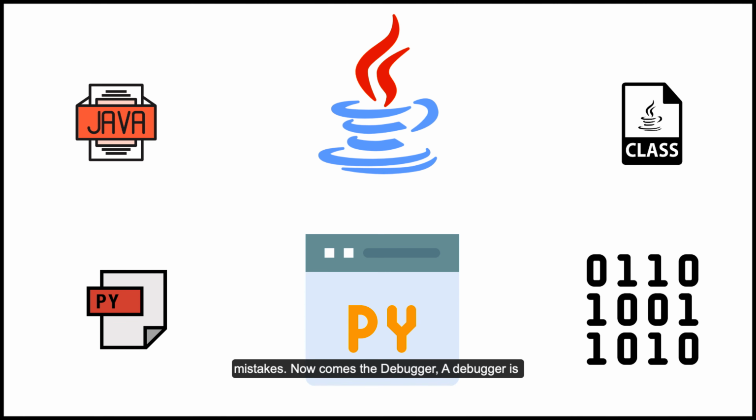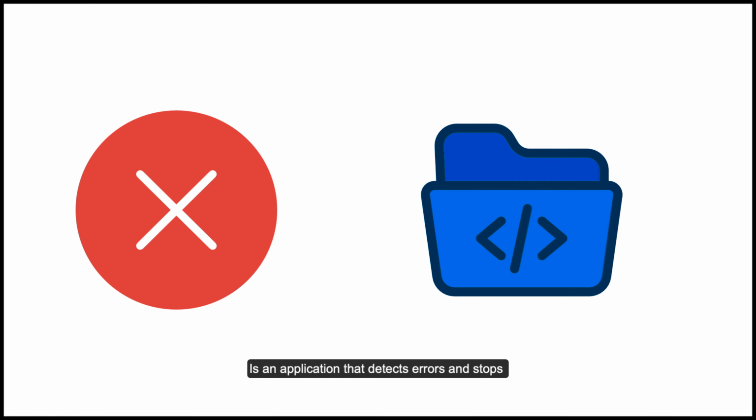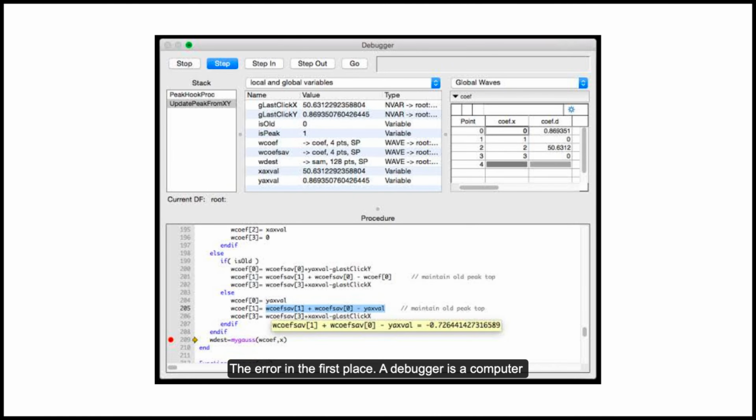We all make errors. So now comes the debugger. A debugger is an application that detects errors and stops the program right before the error so you can understand what is going on. A debugger is basically a program that stops the code at a particular line and it detects the errors and tries to find and solve the error in the first place. A debugger is a computer program used by programmers to test and debug a target platform.